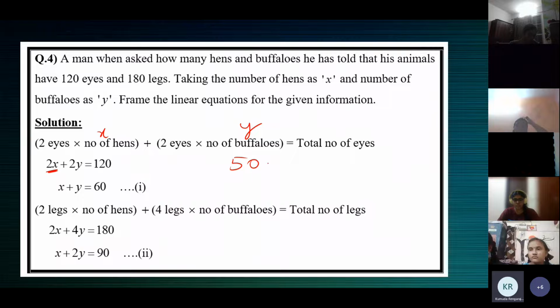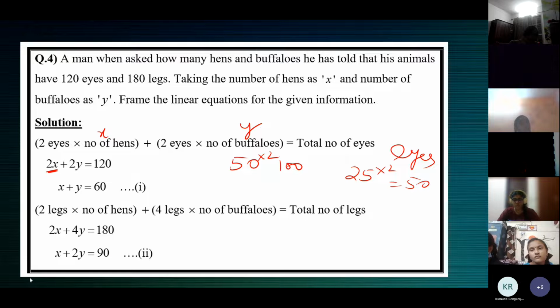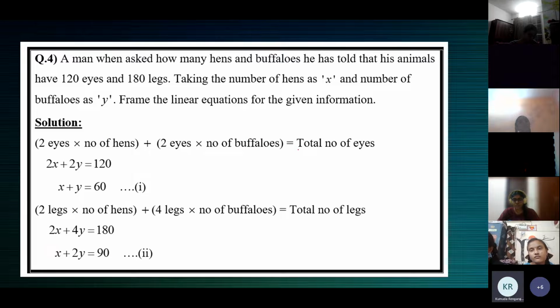See, like 50 buffaloes, 100 eyes. 25 hens, 25 into 2, 50 eyes. So the total number of eyes will be 2 into x, because if there are x hens, 2x eyes. If there are y buffaloes, 2y eyes. So 2x plus 2y is equal to 120, because the total number of eyes is 120.